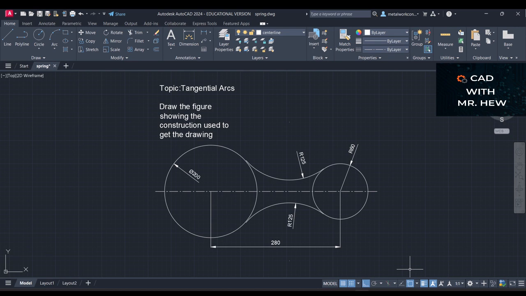The topic is tangential arcs, and the question is to draw the given figure showing the construction used to get the drawing. So the first thing that we're gonna do, we're gonna set out the horizontal line. Then we're gonna draw the two circles, and then we'll complete the drawing by drawing the two arcs, which are shown there. Then we'll put on the measurements as shown, and then we would have completed our drawing. All right. So we'll start the video.